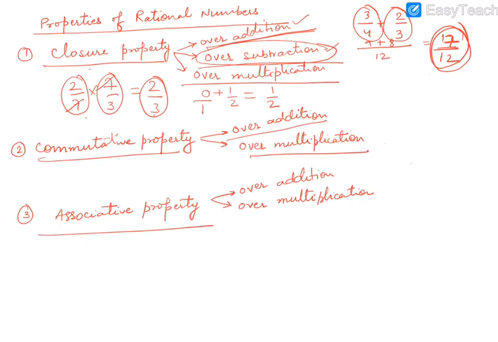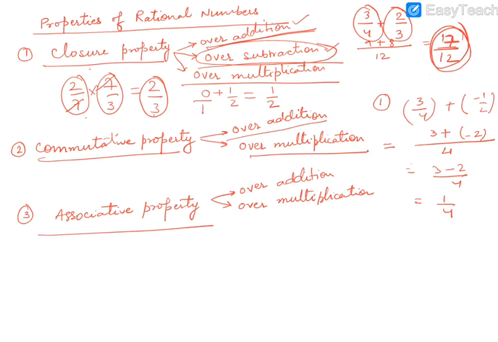So now I'll explain with the help of examples. The first example I'm writing here, 3 by 4, this is positive, and I'm taking the second rational number negative, minus 1 by 2. So I'll add it. LCM will be 4. 4 divided by 4 one time, 1 into 3, 3. Then 4 divided by 2, 2, minus 2. So we can write 3 minus 2 by 4, you will get 1 by 4.